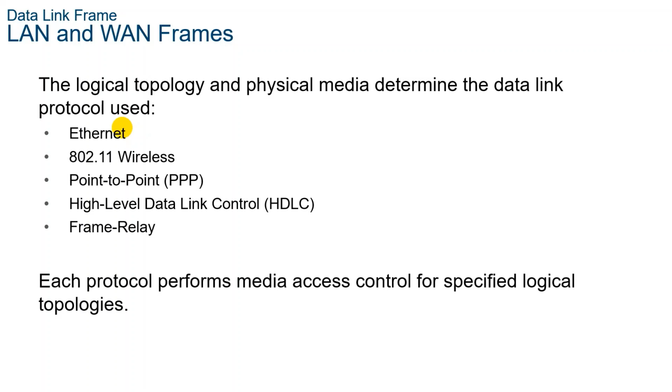Data link layer protocols include Ethernet, 802.11 wireless, Point-to-Point Protocol or PPP, High-Level Data Link Control or HDLC, and Frame Relay. But Frame Relay is becoming obsolete, and it is being replaced by other available technologies. Each protocol performs media access control for specified logical topologies.